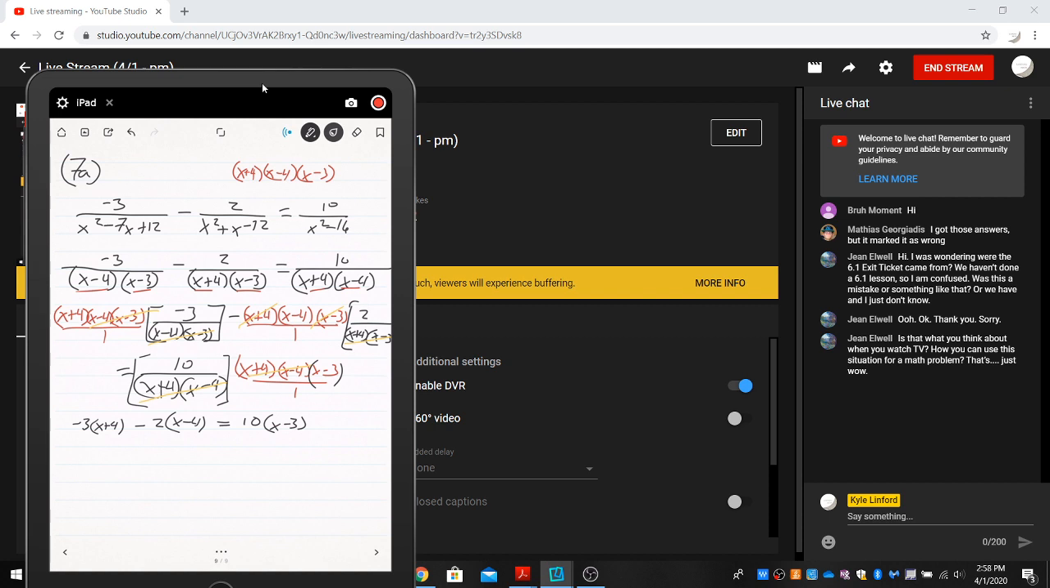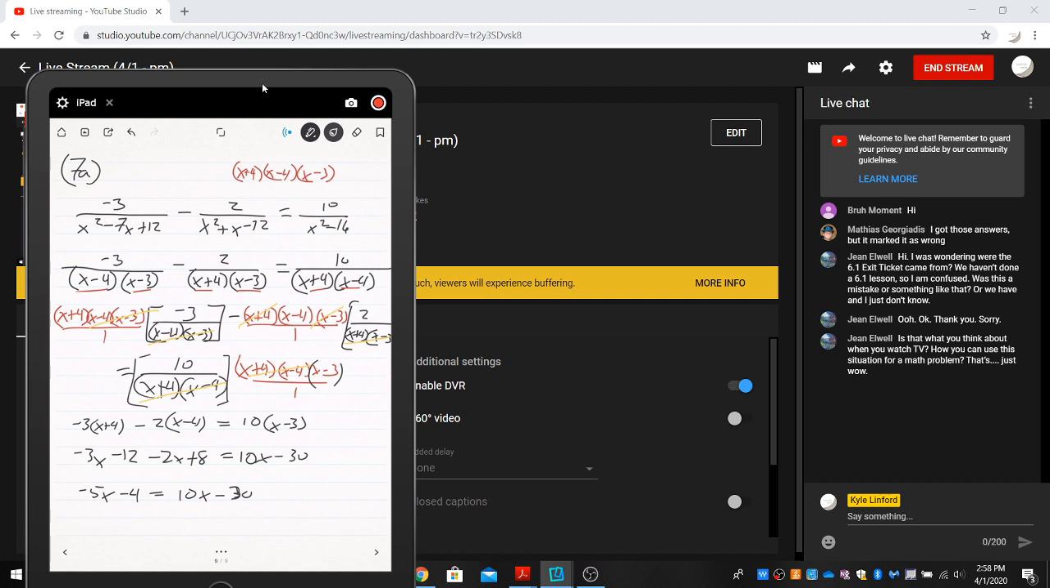Let's go ahead and distribute negative 3x minus 12 minus 2x plus 8. Notice I'm trying to be careful with the signs here. That's equal to 10x minus 30. So negative 3x and negative 2x is negative 5x. Negative 12 and 8 is negative 4. And that's equal to 10x minus 30.